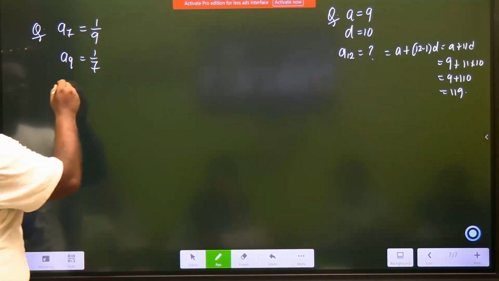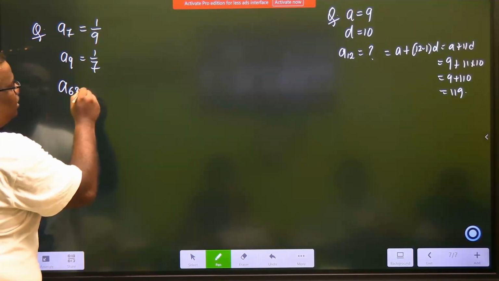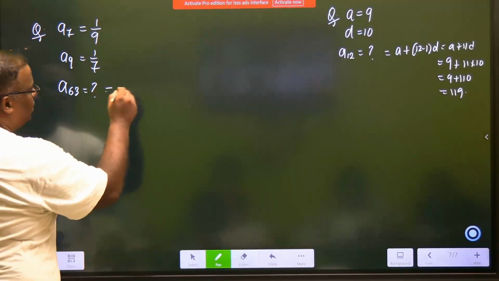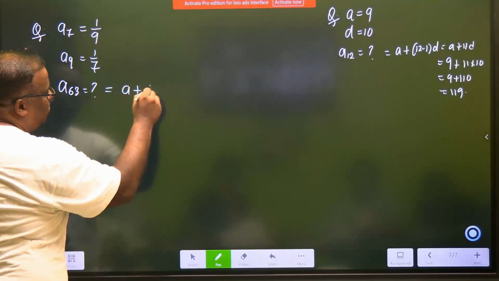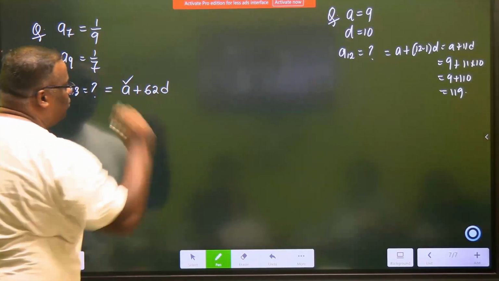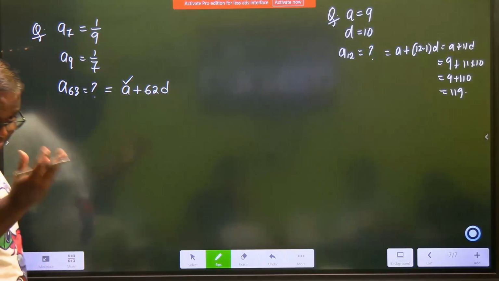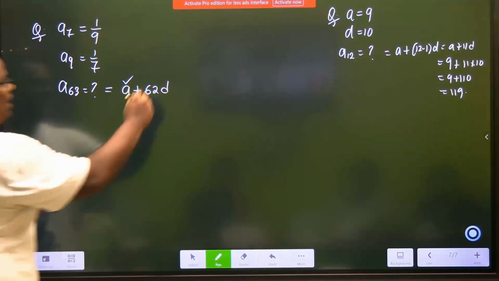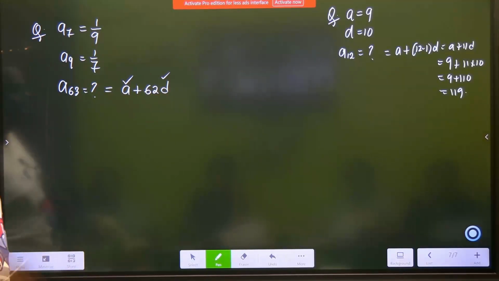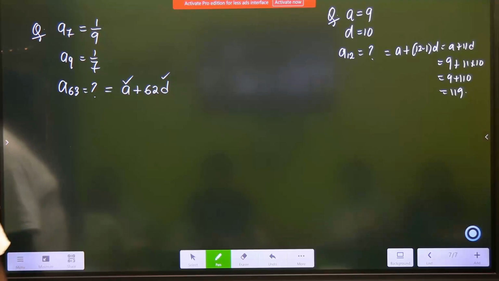Now they are asking you, find out the 63rd term. Sir, how to find it? I very well know that the 63rd term will be A plus 62D, for which I need to know the value of A, which they have not told us. I need the value of D, which they have not told us. So first job should be to get to know this cat and dog. If cat and dog can be fed, then the owner can be known, right?